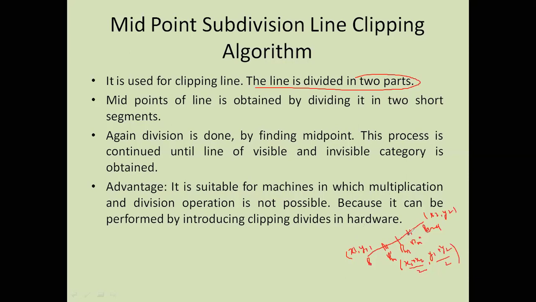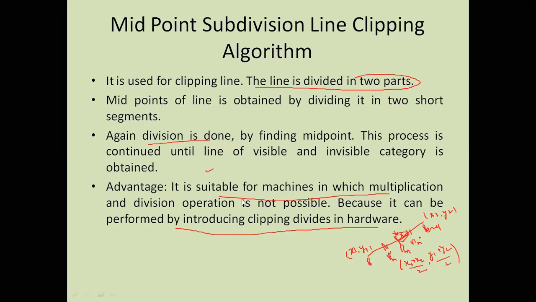Okay, so we will keep on checking the sub parts of the line whether it is lying within the visible region or not. If it lies within the visible region, it is accepted, otherwise it will be discarded, and we will keep on going until we get the line within the visible region. So again, division is done by finding the midpoint. This process is continued until the line of visible and invisible category is obtained. So it is suitable for machines in which multiplication and division operation is not possible, because it can be performed by introducing clipping dividers in hardware. Okay, so that is the case. That is why we are using the midpoint subdivision line clipping algorithm.